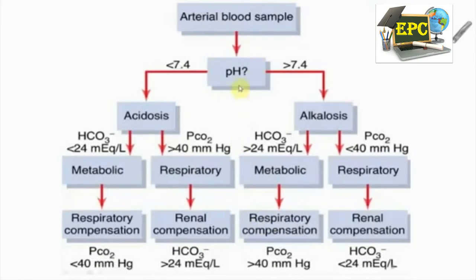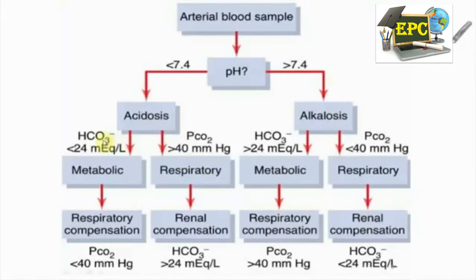Let's say we check the pH and it's 7.2. So below 7.4, that's acidosis. So we determined that we're dealing with acidosis. Next we check the carbon dioxide. If it's above 40, that supports acidosis, high carbon dioxide. So let's say we have a high carbon dioxide but a normal bicarbonate. In that case, we're dealing with a respiratory acidosis.